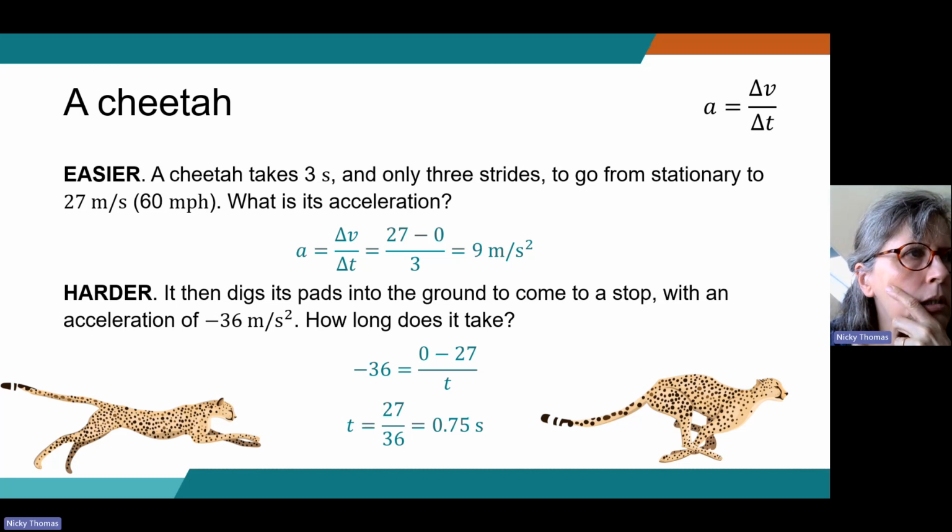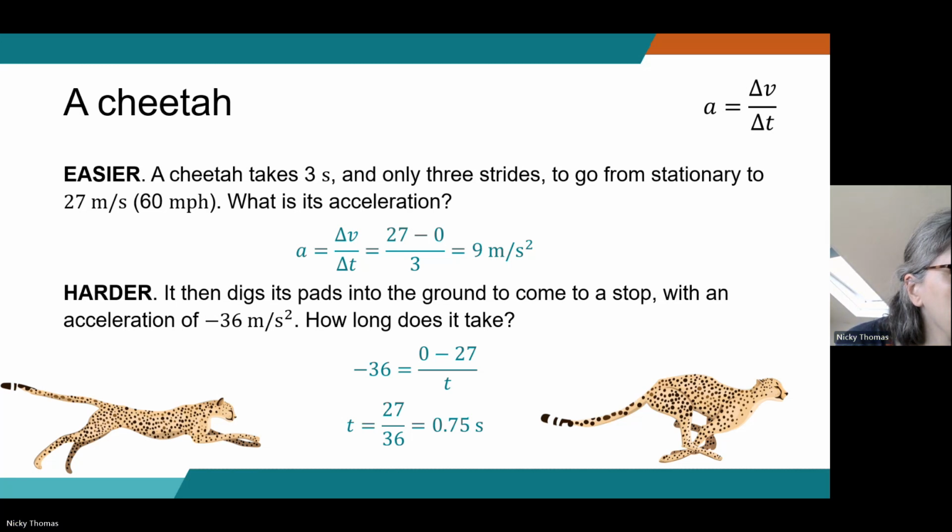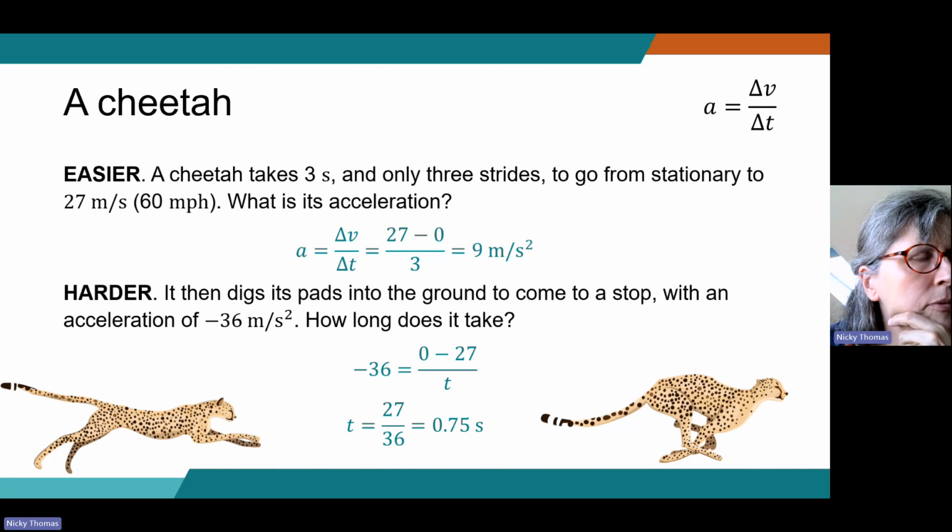Have a look at these questions. Have a go. We're using the equation at the top, a equals delta v over delta t. Pause on here, maybe jot down the calculation, have a go before you move on. So what we've done, we've written out the equation, we've substituted in the numbers, and we've done the calculation.